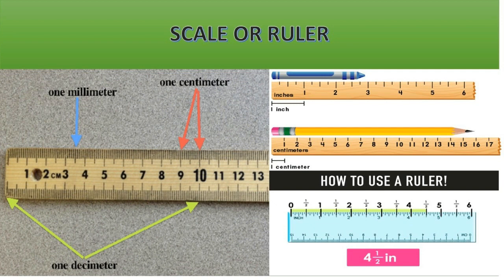Scale is one of the modern instruments. We can measure the length of an object in millimeter, centimeter or in inches using a scale. In the picture, the length of the crayon is 3 inches, the length of the pencil is 16 centimeter and the length of the line segment is 4.5 inches.